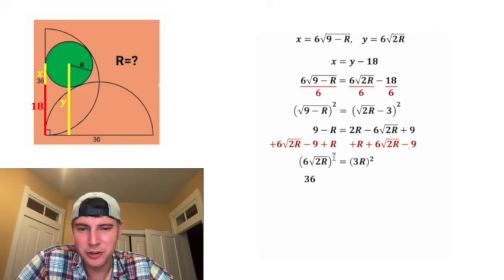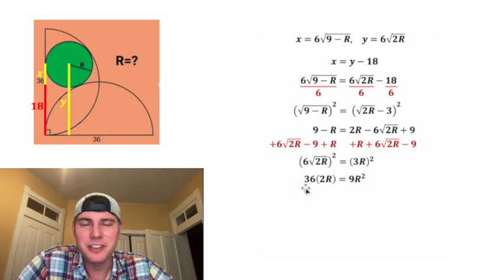6 squared is equal to 36. Square root of 2r squared ends up being 2r. That's going to be equal to 3 squared, which is 9, and r squared is r squared. We can multiply this 36 times 2r to give us 72r. And on the right-hand side, let's just bring down the 9r squared.